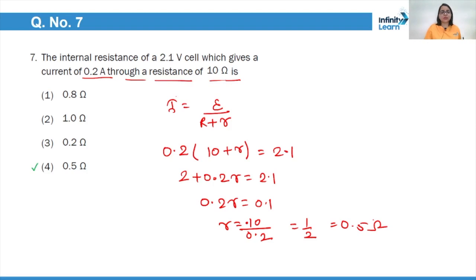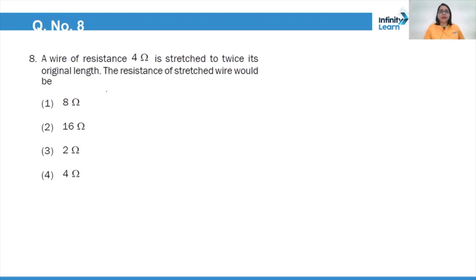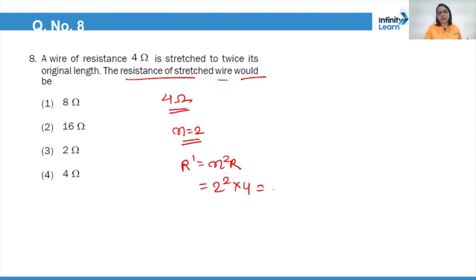So correct answer is option 4. Next is question number 8. A wire of resistance 4 ohm is stretched to twice its original length. So resistance of stretched wire would be, new resistance R dash will be n square R, which is 2 square into 4, that is 16 ohm. So correct answer is option 2.